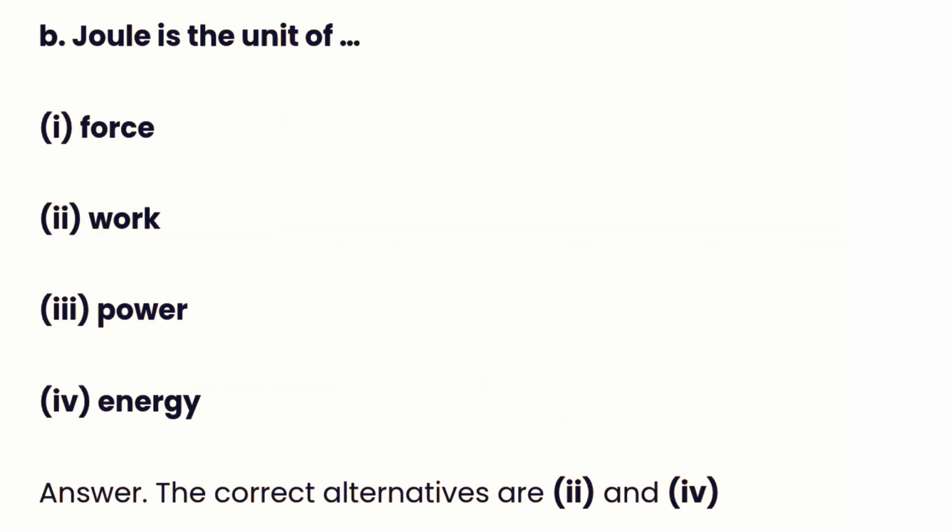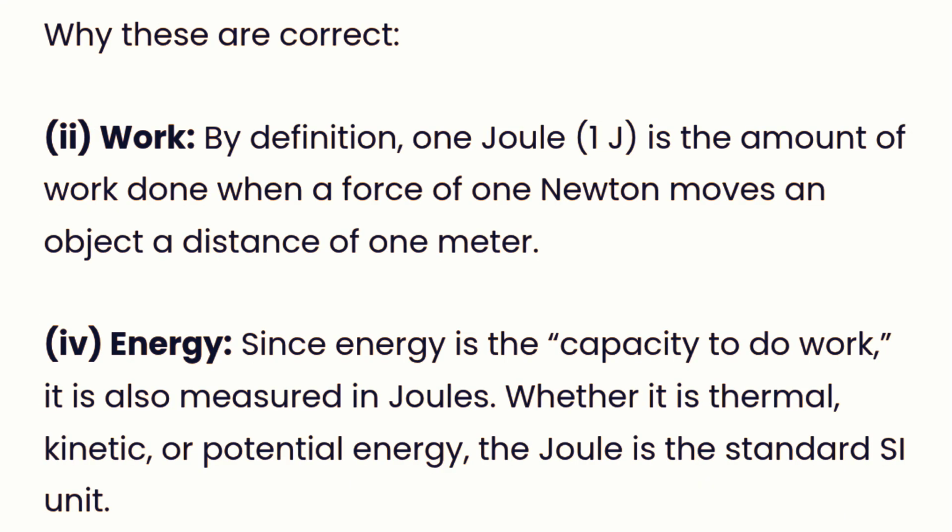B. Joule is the unit of 1. force, 2. work, 3. power, 4. energy. Answer. The correct alternatives are 2 and 4. Why these are correct? 2. Work. By definition, 1 joule, 1 J, is the amount of work done when a force of 1 Newton moves an object a distance of 1 meter. 4. Energy. Since energy is the capacity to do work, it is also measured in joules. Whether it is thermal, kinetic, or potential energy, the joule is the standard SI unit.